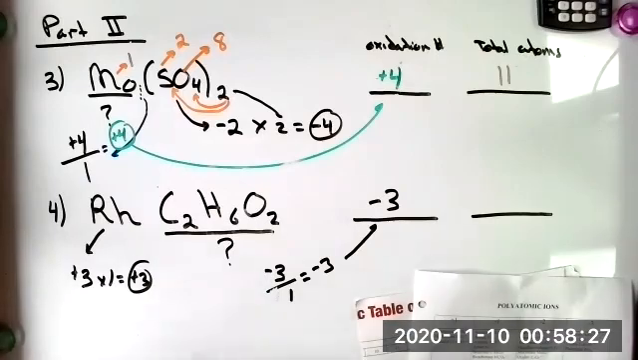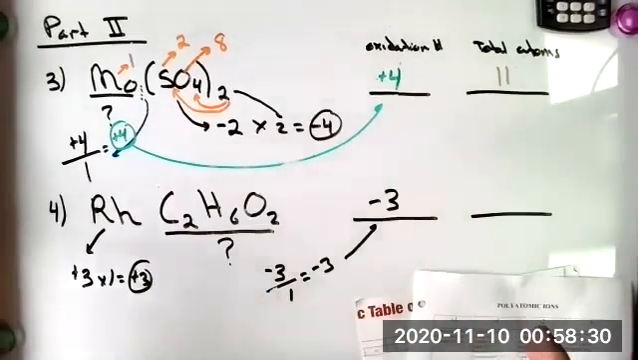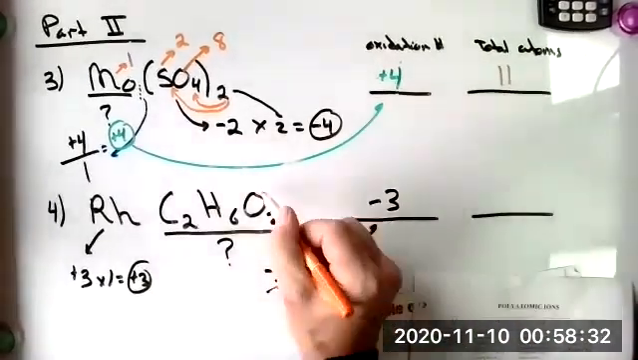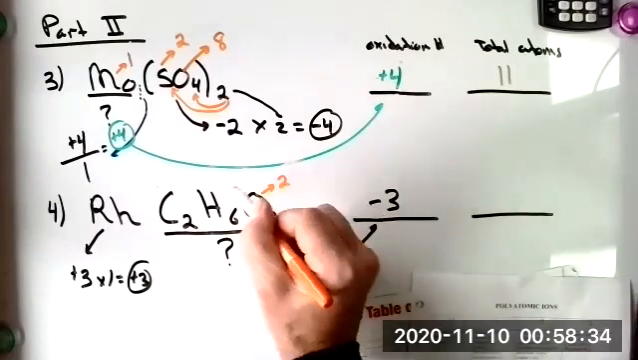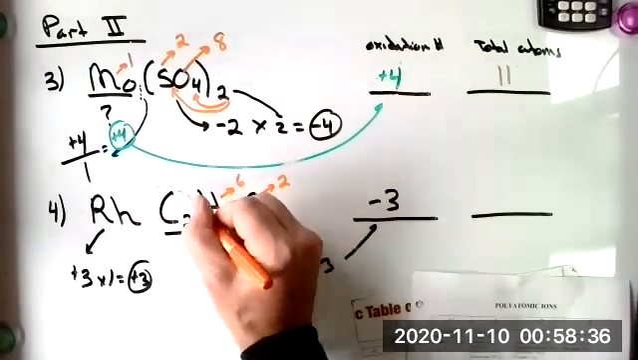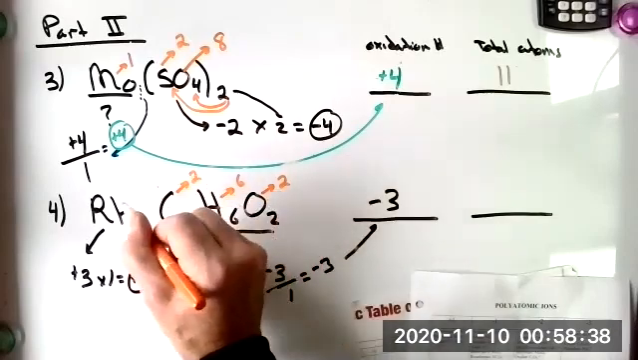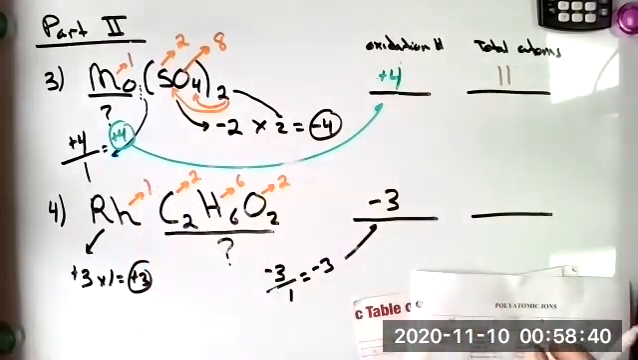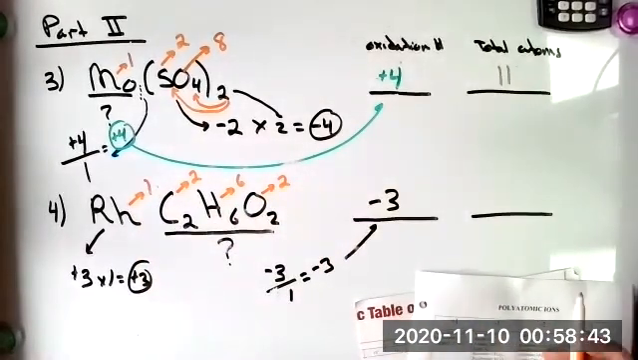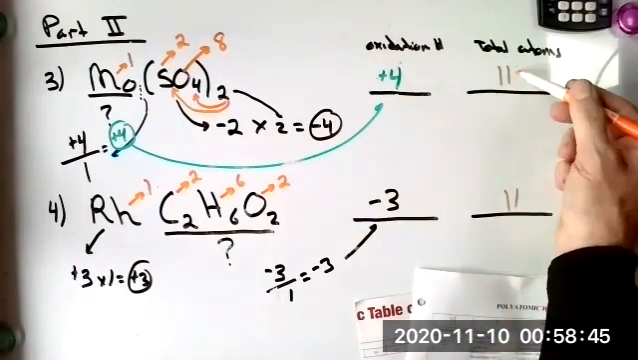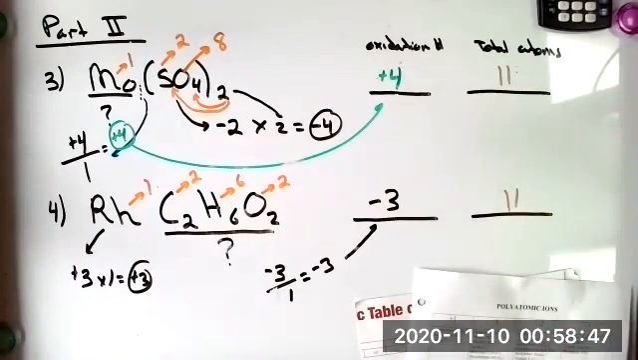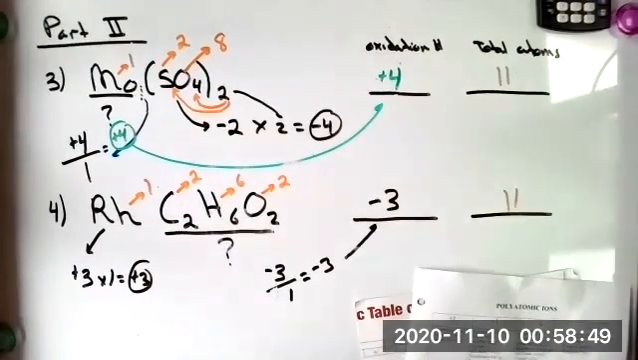The total, oh, this isn't too bad. I don't see parentheses, so this isn't too bad. Looks like we've got 2 oxygens, we've got 6 hydrogens, we've got 2 carbons, and we have 1 rhodium for a grand total of, how did I do that? I got lucky on that. And how I got 11.